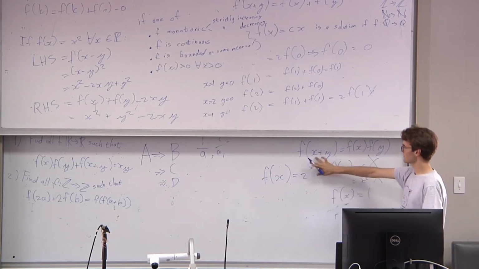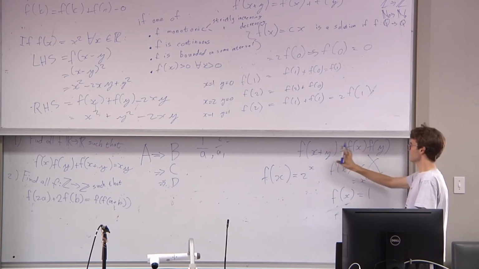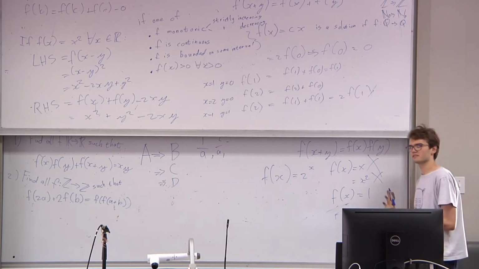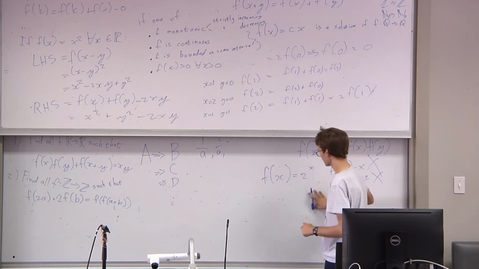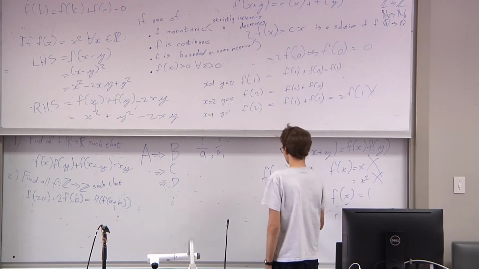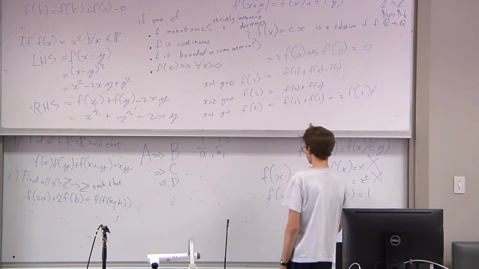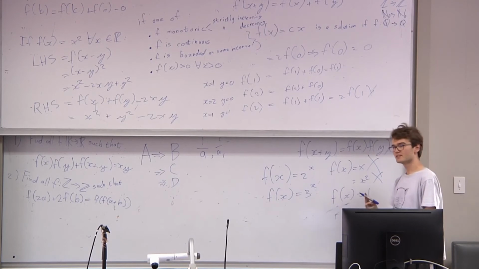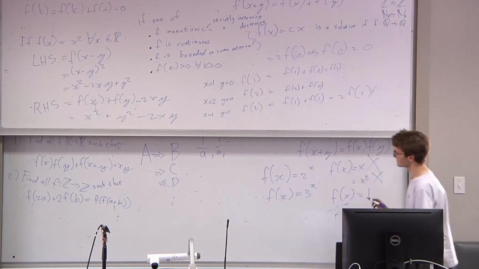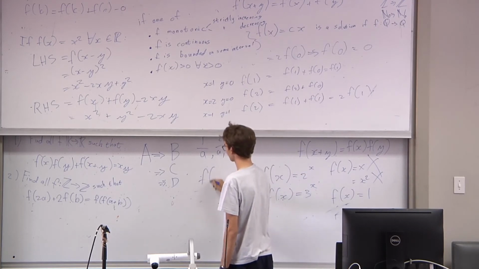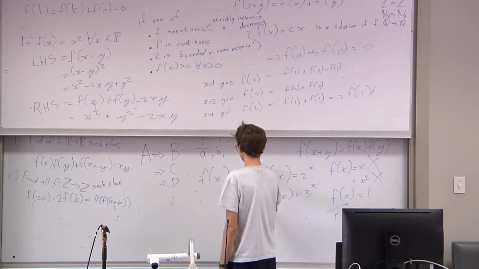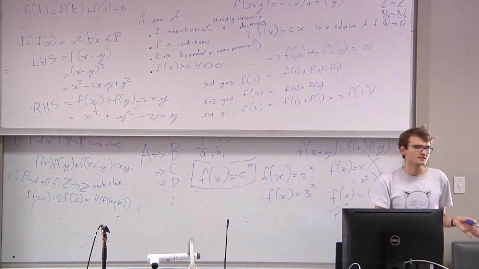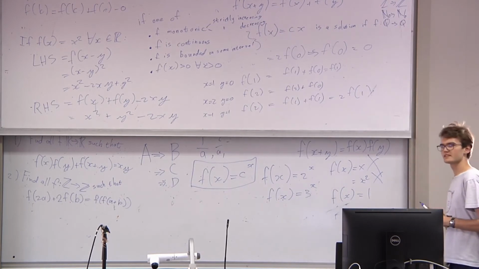So 2 to the x plus y would be the left-hand side. The right-hand side is 2 to the x times 2 to the y, which is 2 to the x plus y. So they're the same thing. Does f of x equals 3 to the x work? Yes. And f of x is 4 to the x? Yes. 5? Yes. 6? Yes. Okay, you get the idea. So we conjecture that this is the general solution. Maybe it's not, maybe it is. We have to prove that.